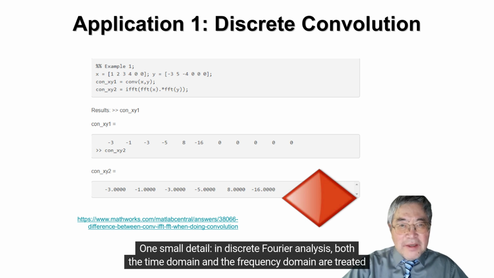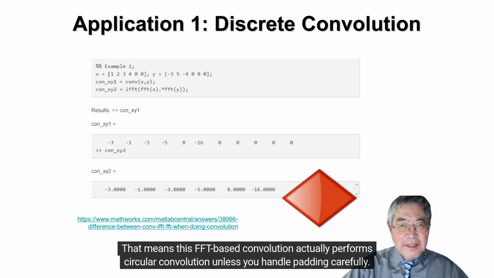One small detail: in discrete Fourier analysis, both the time domain and the frequency domain are treated as periodic. That means this FFT-based convolution actually performs circular convolution unless you handle padding carefully.